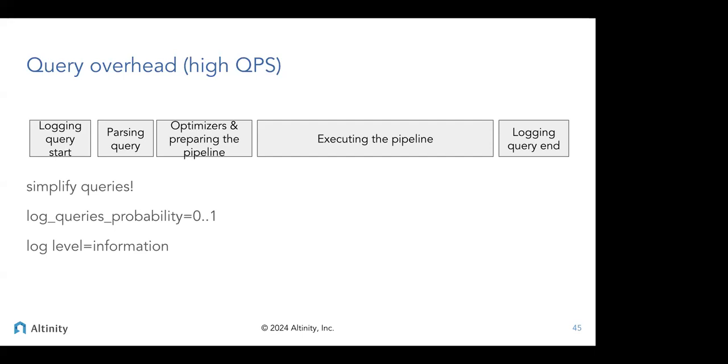So if you really have high QPS, you first need to simplify the queries as much as you can, because parsing also takes some time. Maybe you just need to avoid logging those queries at all, so skip the query log entries at the beginning and at the end. Or make it not happen every time, but for, say, 10% of the cases, and reduce the logging. All those steps can help to reduce that overhead.